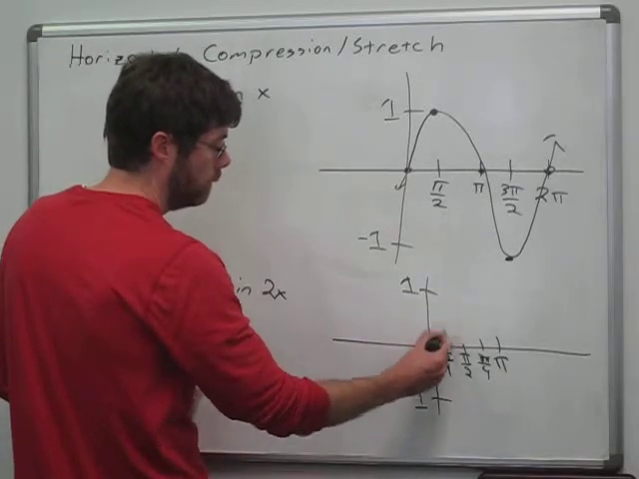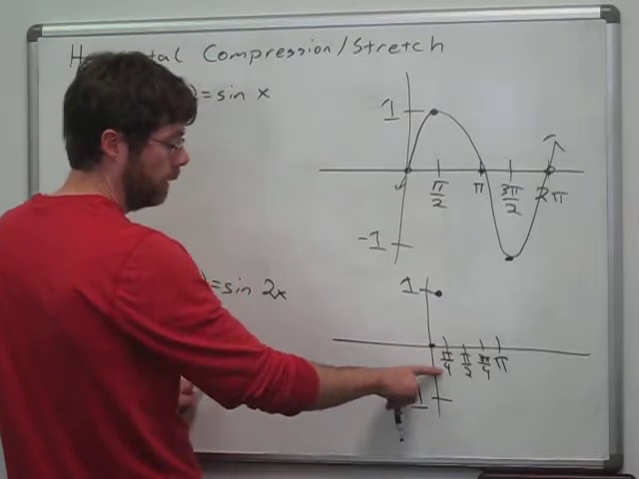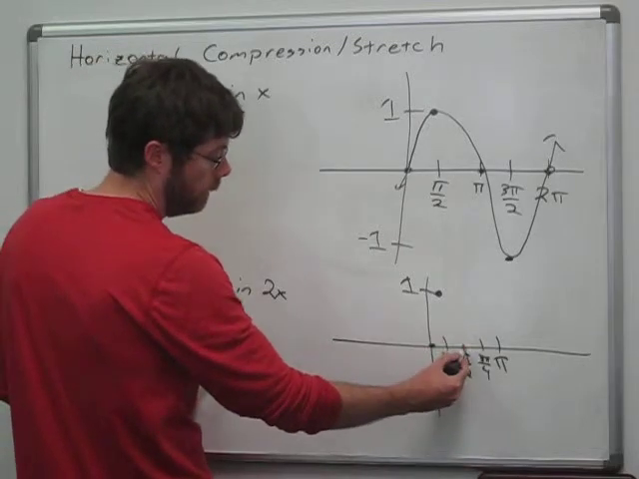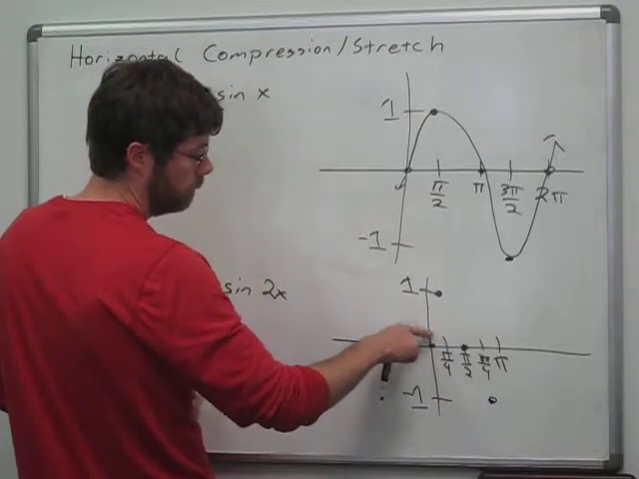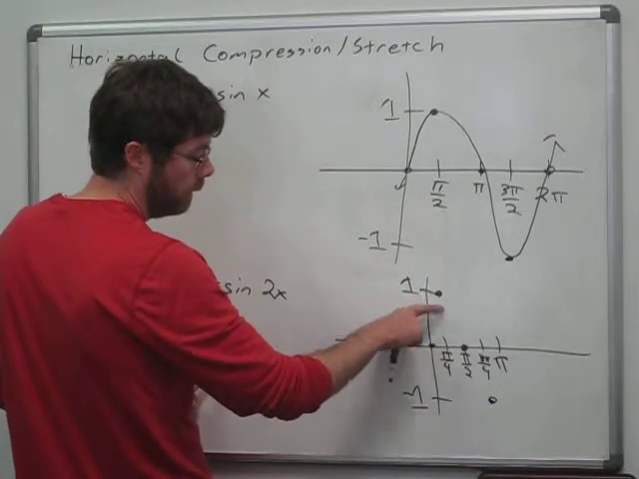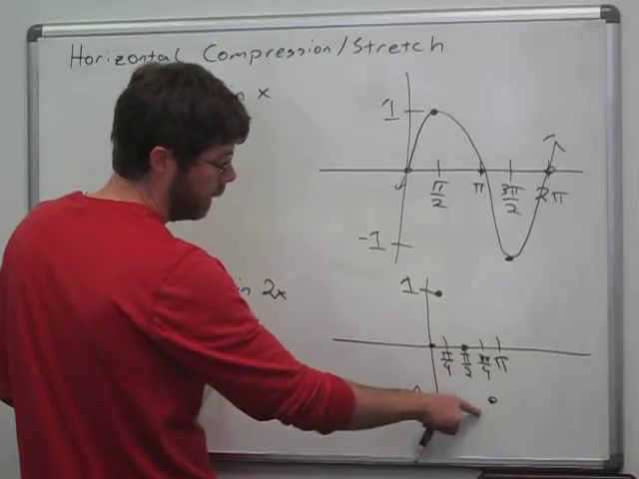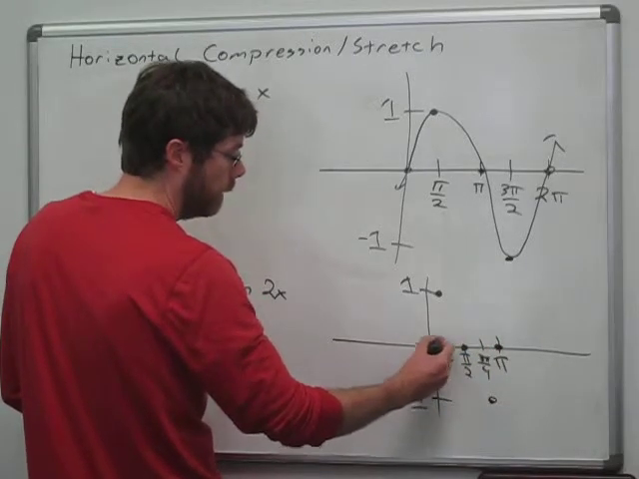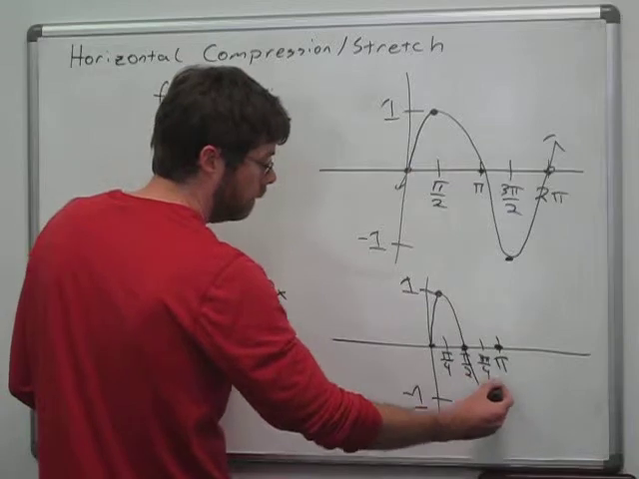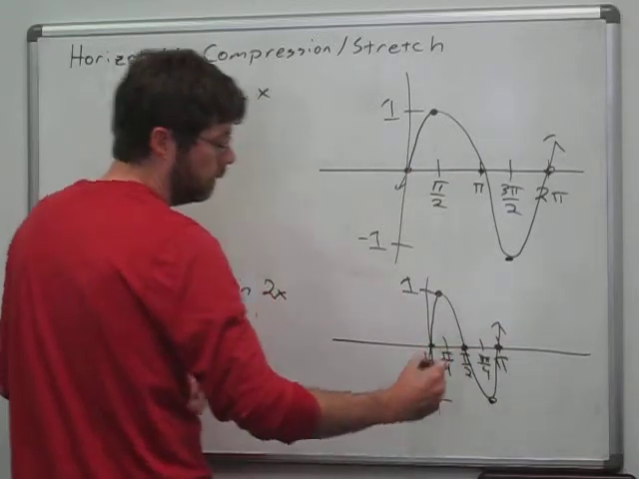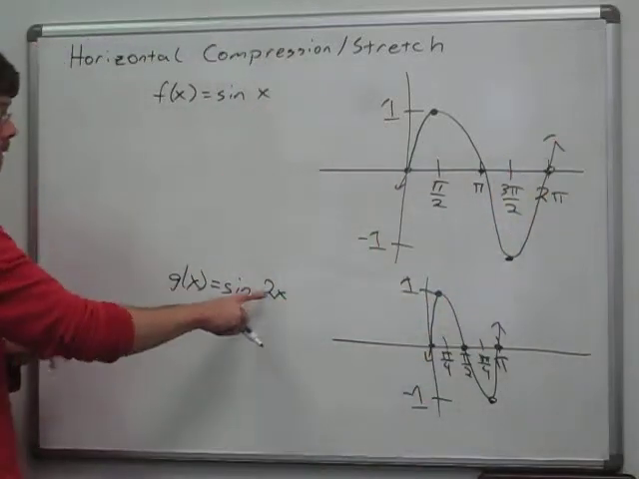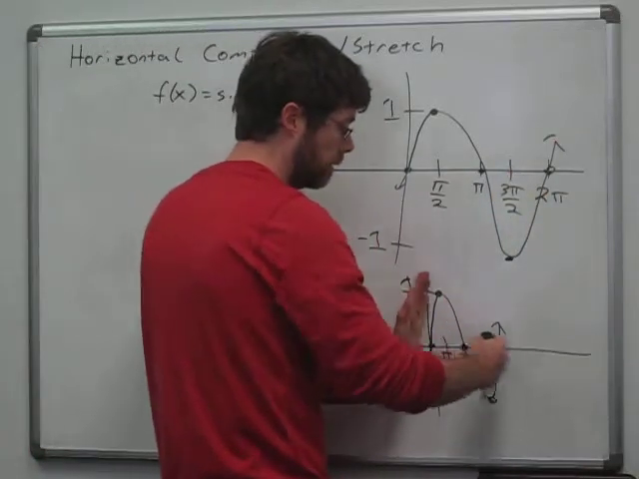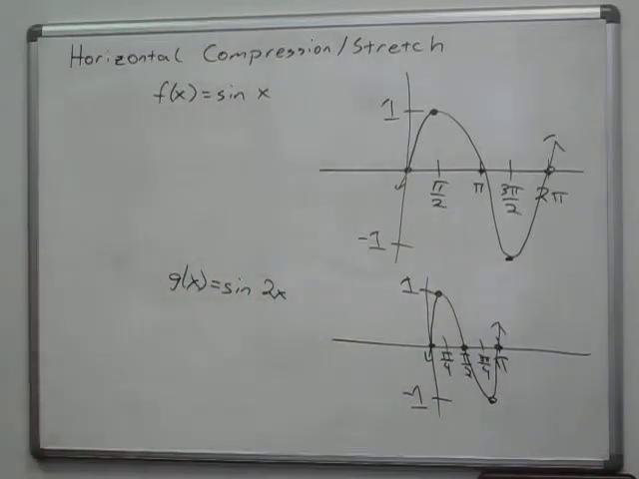But now we reach the peak earlier. I'm sorry. We reach our peak earlier at pi over 4, then we go down to 0 at pi over 2, then down to -1, back up to pi. So this cycle, since we replaced x with 2 times x, has been compressed horizontally by a factor of 2.